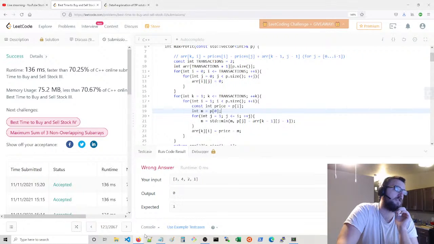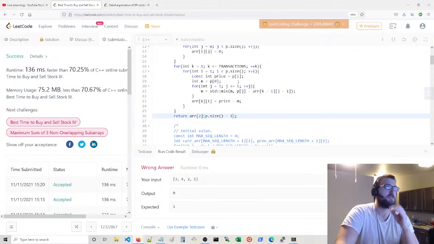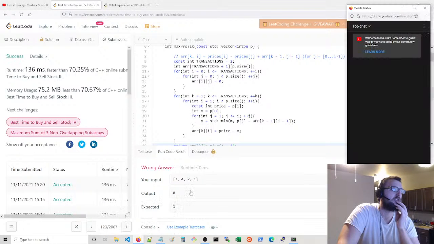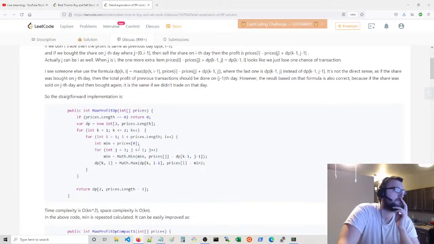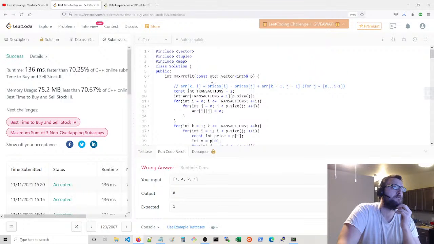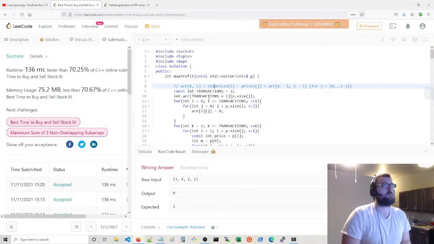So this is wrong. No kidding. Interesting. Right. Why might that be the case? It's the same answer as this one. Oh, I see. I'm missing one part. It's not. This is the maximum. That's why.